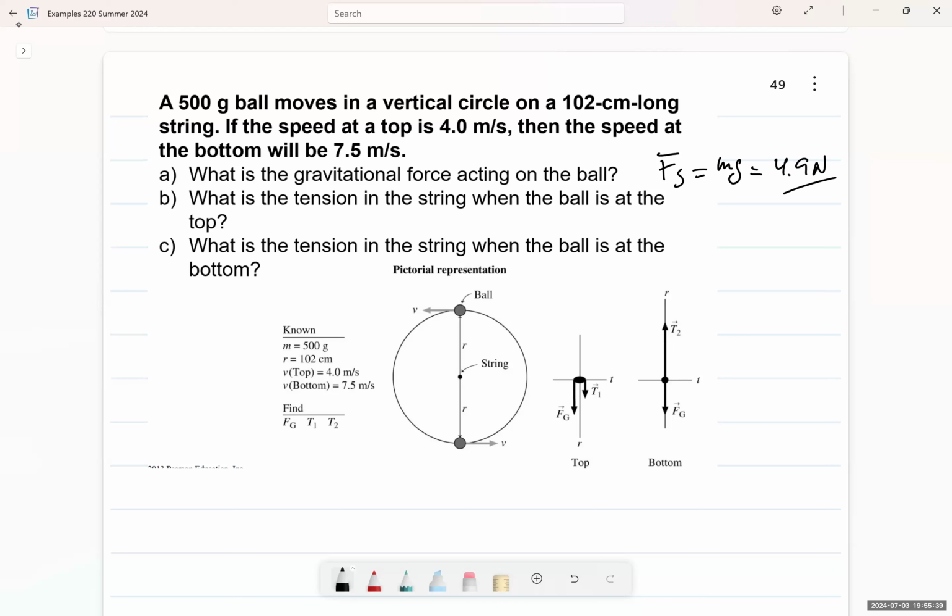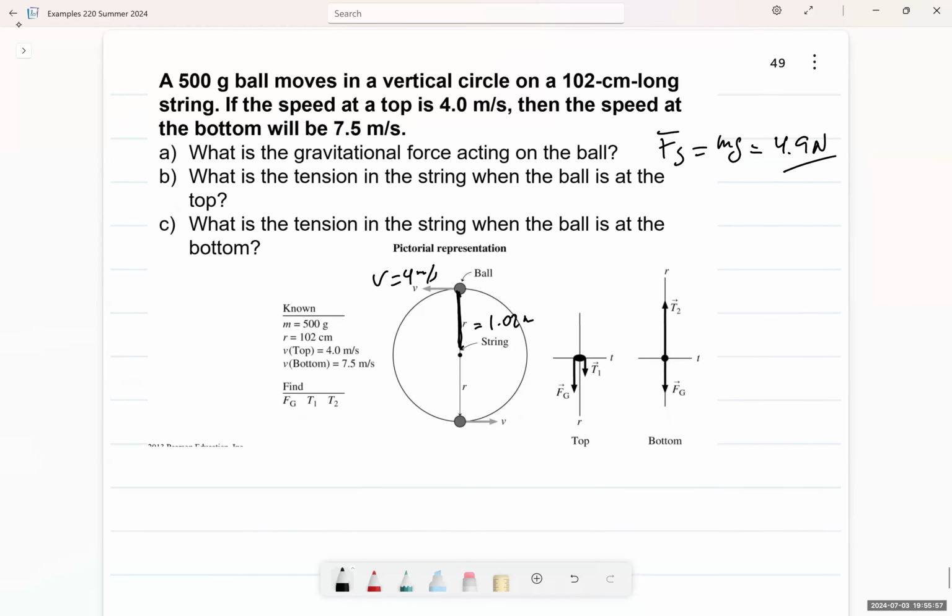Part B says, what is the tension in the string when the ball is at the top? Imagine this is the string, and the ball is at the top, moving with a speed of 4 meters per second, and there's a radius of 1.02 meters. Our goal here is to find the tension. At the top, here's the free body diagram: there's gravity straight down, but also tension down because that's where the string is.